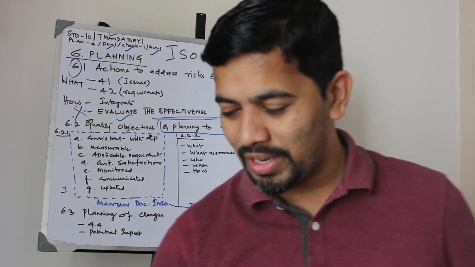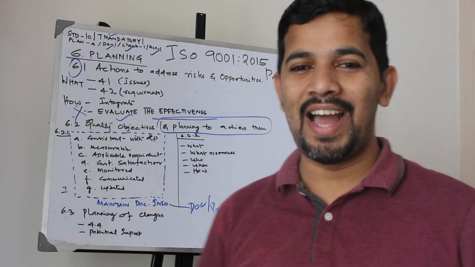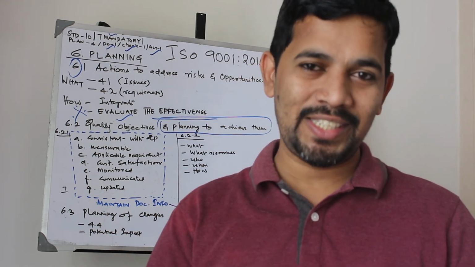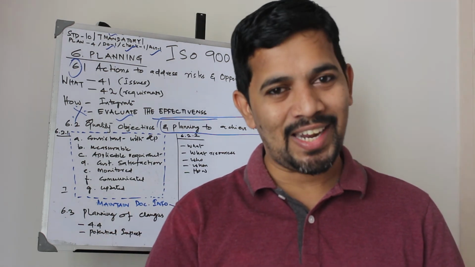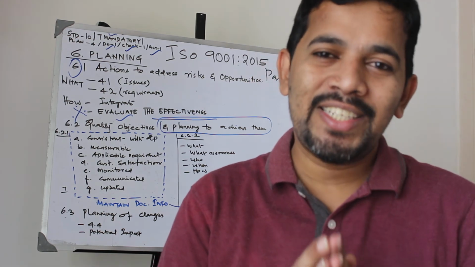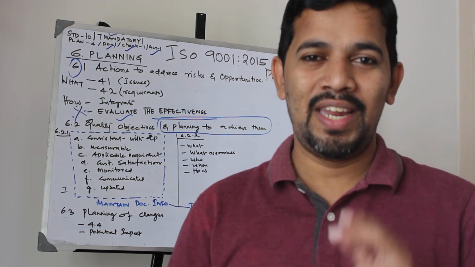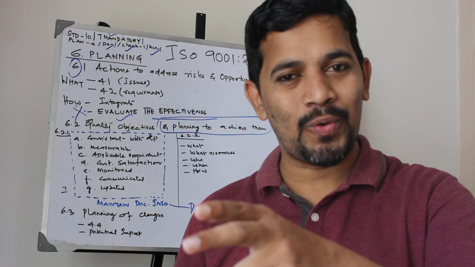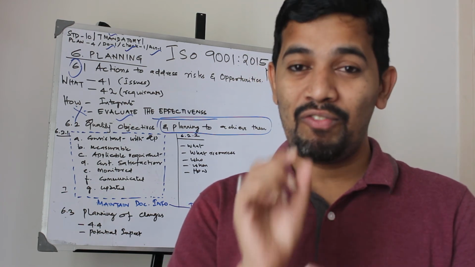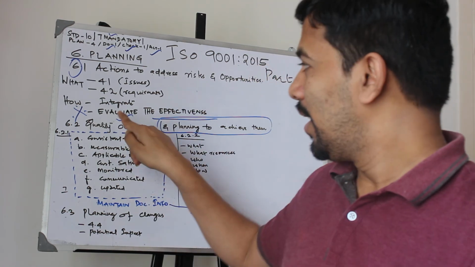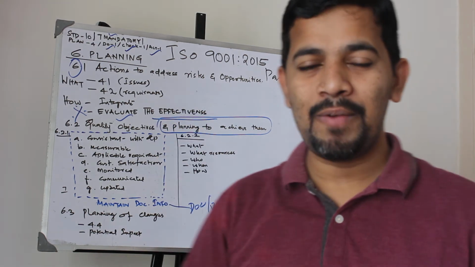So let me give a summary. Class number 6, that is planning, has got 3 classes. 6.1, action to address risk and opportunity. It has given a reference to 4.1 and 4.2, and also it has given that very important, very profound phrase, evaluate the effectiveness.